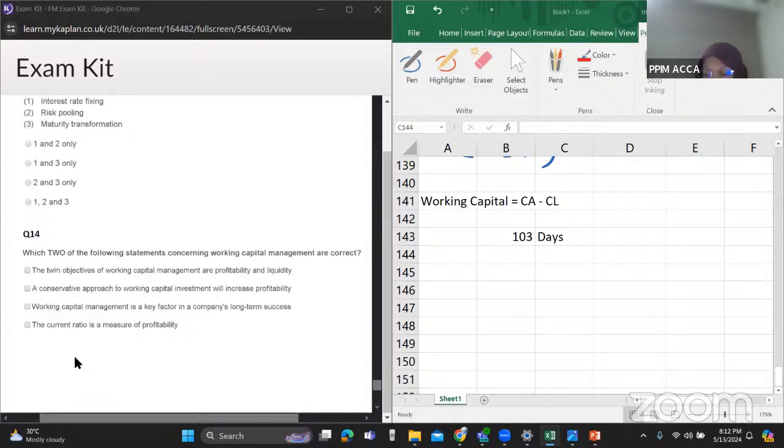So of these 15 questions, only 6 were calculations. Everything else has been theory. Can you see? One and three. Okay, let's see.